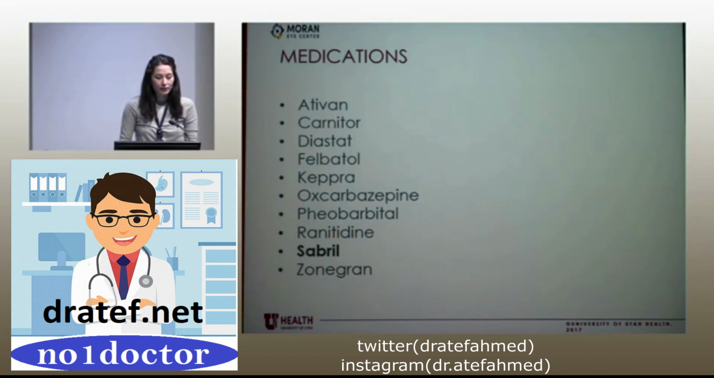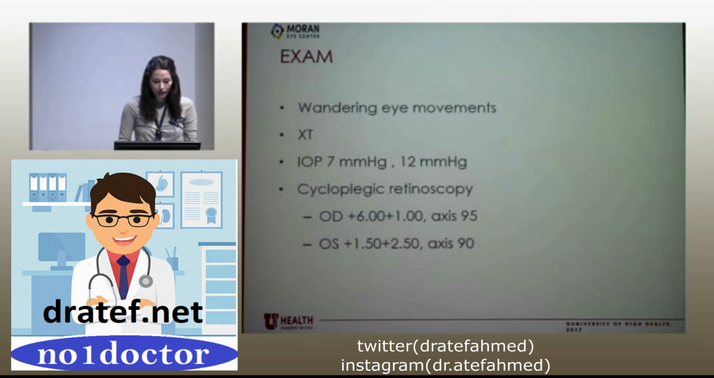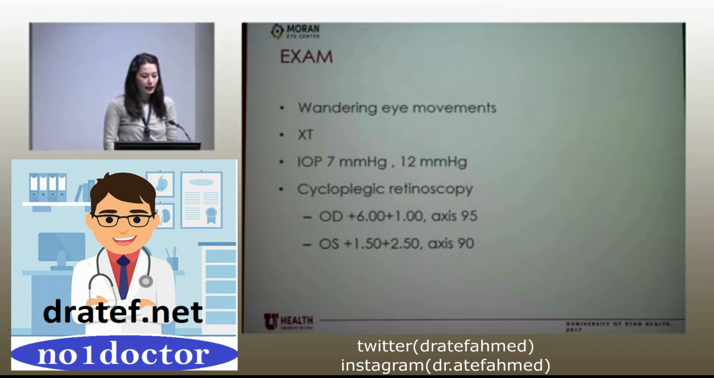This is a list of the medications that he's on. As you can see, he's on Sabril or vigabatrin, and we'll be talking more about that. Because of his use of Sabril, it was recommended that he get eye exams. Unfortunately, the first exam that he got was just VEP and ERG without an EUA. So the first time that we're seeing him is in April of 2018.